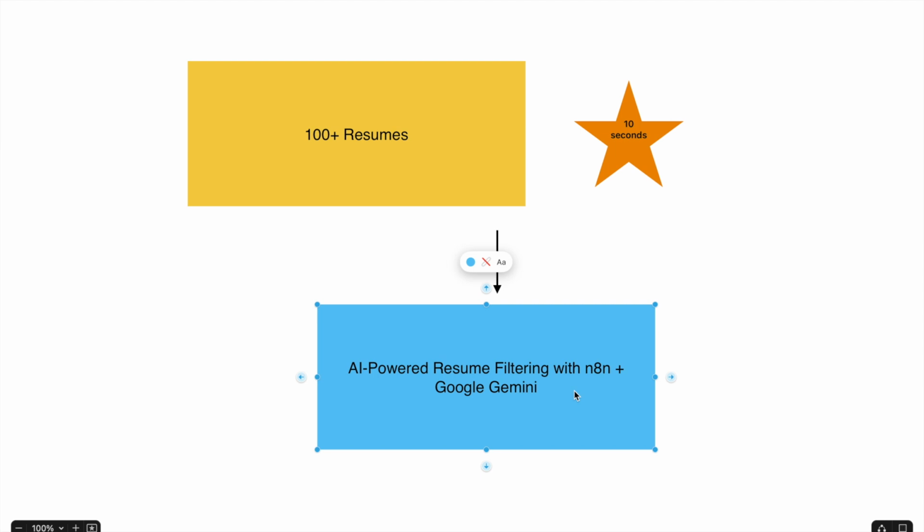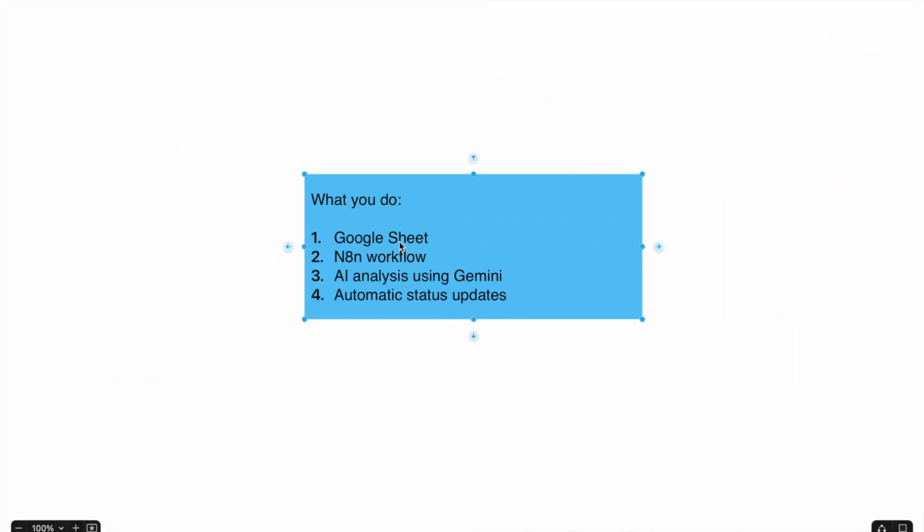By the end of this video, you will have your own automated hiring assistant that never gets tired and never misses a qualified candidate. We are building a Google Sheet that stores your hiring criteria and candidate data, an n8n workflow that automatically fetches resumes, AI analysis using Google Gemini to evaluate each candidate, and automatic status updates with detailed reasoning. The entire system runs automatically. You just add criteria information and let AI do the heavy lifting.